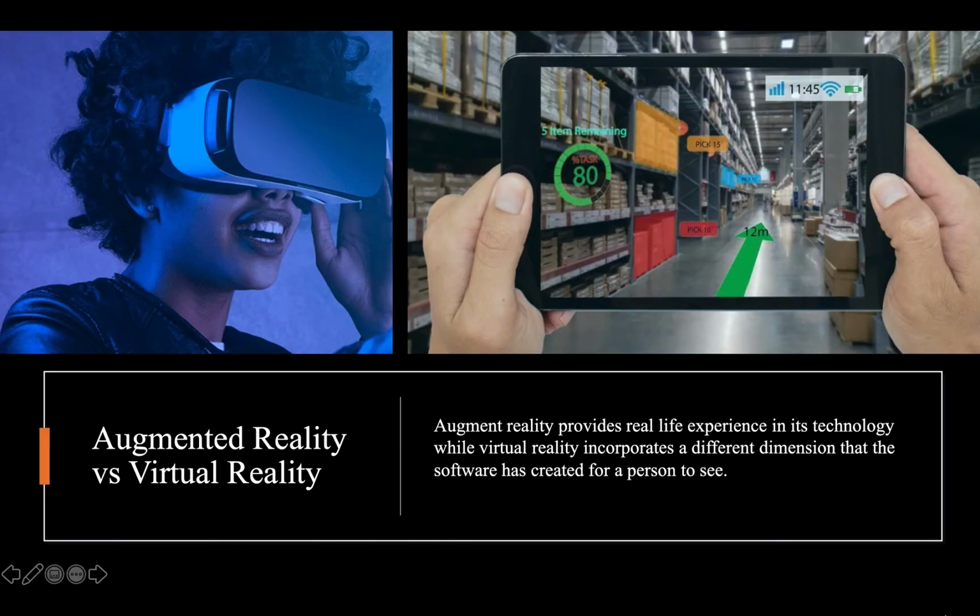Now, some people get confused about the difference between augmented reality and virtual reality. Augmented reality provides a real-life experience in its technology, while virtual reality incorporates a different dimension that the software has created for a person to see. And right here we have the Samsung virtual reality, which has its own pre-programmed software. It doesn't include real-time things. You're put in a virtual dimension, whereas with augmented reality, you incorporate real-life situations and use the smartphone's camera in order to use the software or the reality.